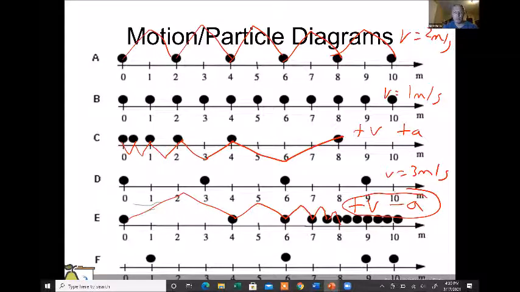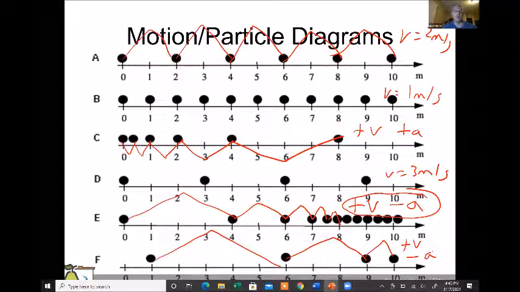All right, and then the final one, F, is kind of the same thing, right? It's going really fast to begin with. It goes a long distance. Then in the second second, a shorter distance. The third second, an even shorter distance. This one too has a positive velocity and a negative acceleration, and we know that because it's slowing down. Each second, it's going less distance.